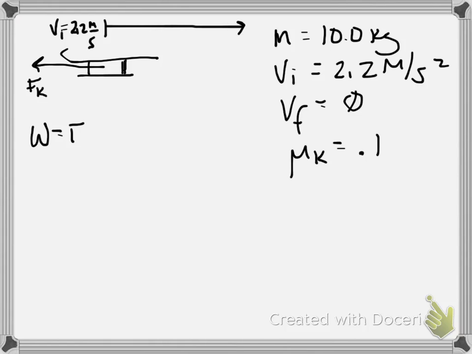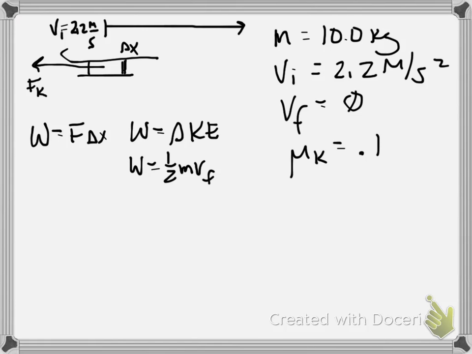So we have work equals force times distance, or we could say that this is delta x. And that's a more familiar and comfortable term for many of you. We also know that work is equal to the change in kinetic energy, which means that work is equal to 1/2 mass final velocity squared minus 1/2 mass initial velocity squared. And I know that's a little crowded, sorry. We'll move mu k over.